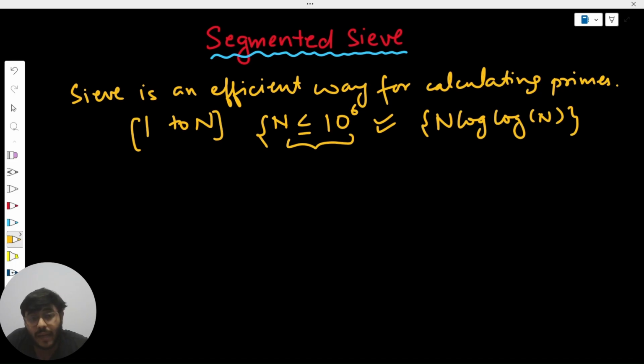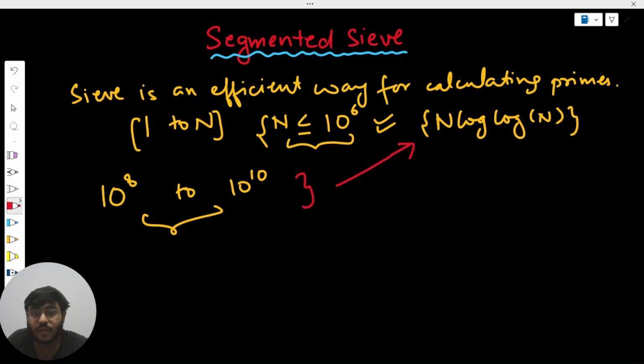Very good. What about big numbers? What about large numbers? Let's say I want to find the prime numbers from 10 to the power of 8 up to 10 to the power of 10. If we try to use the normal sieve algorithm on this range, we cannot do that, because simply creating an array of size n when n is 10 to the power of 8 is not possible. It is not possible to assign the size of the array to 10 to the power of 8.